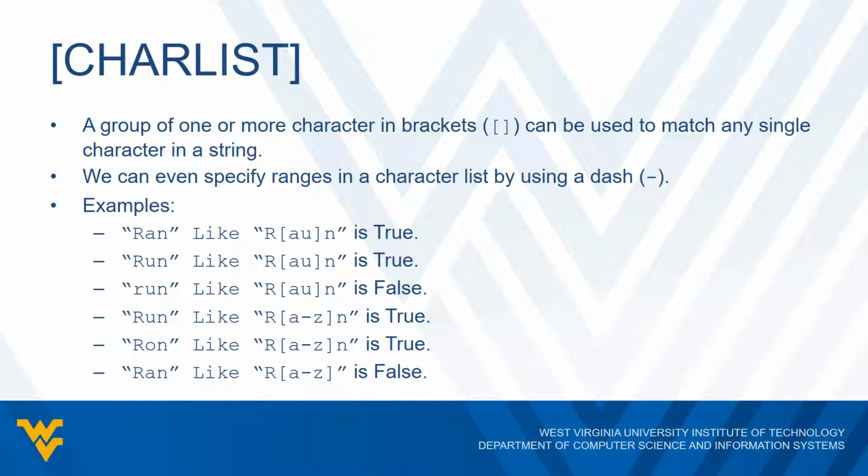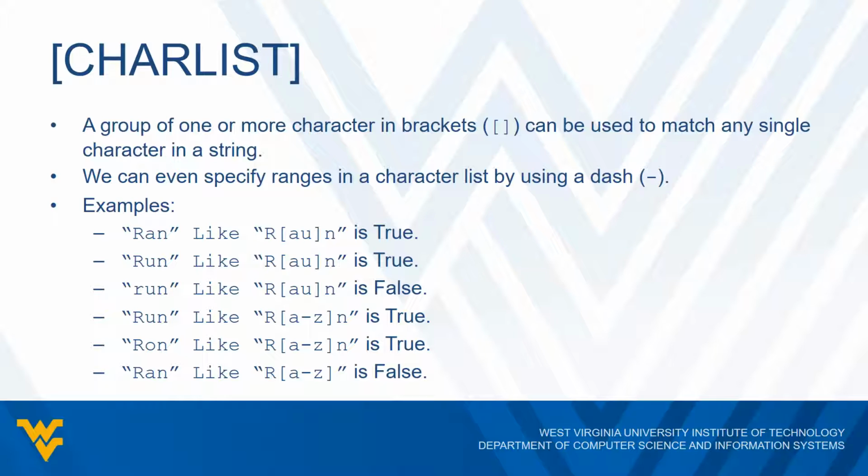Let's do one more example. Here we're going to compare RAN with R and then the range A through Z. This is false. And the reason behind this is even though the R's match and the A matches the range of lowercase a to lowercase z, the pattern does not have anything for the third character. There is no third character in the pattern. So when we see that there's an N in our string, that does not match our pattern.